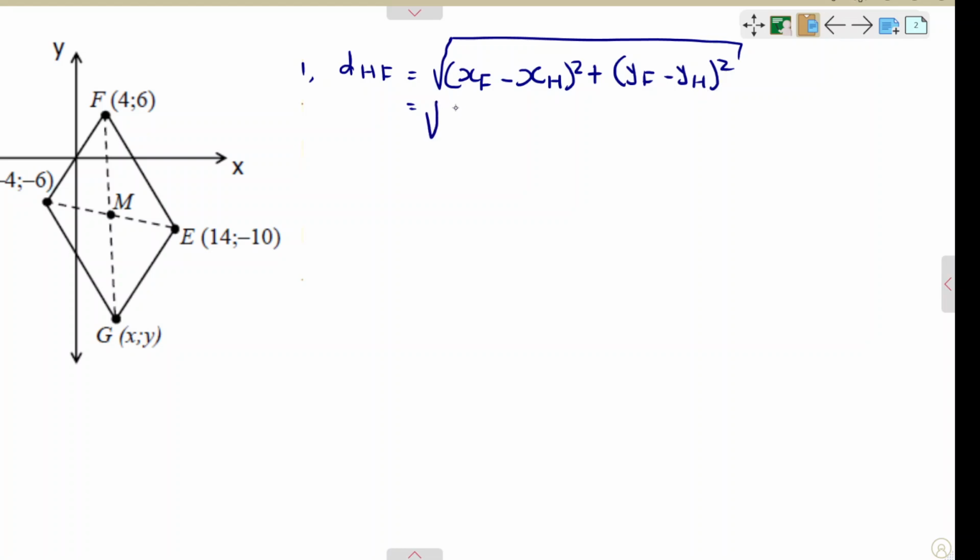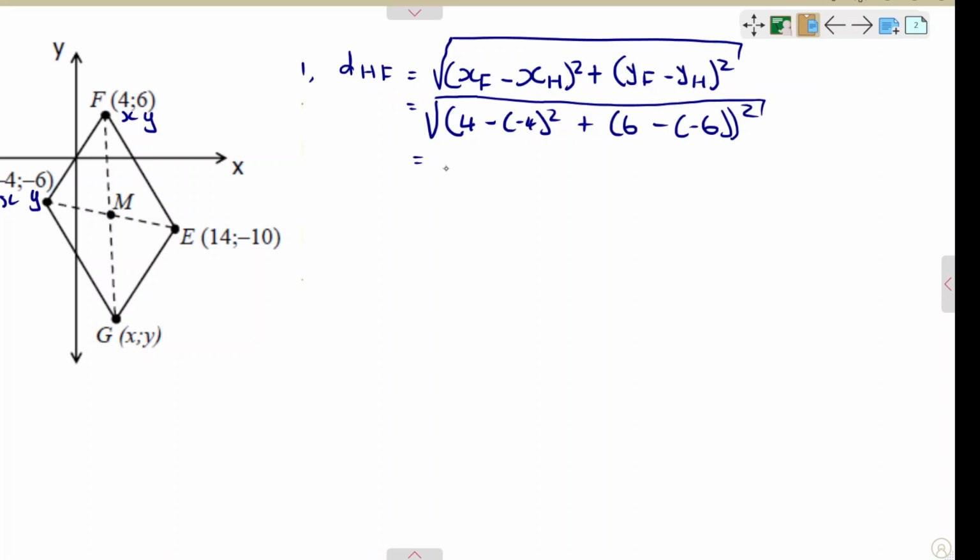So let's substitute now. This is the x coordinate of F, which is 4, minus the x coordinate of H, which is -4. Then we square it. Then plus the y coordinate of F, which is 6, minus the y coordinate of H, which is -6. Then we square it. Then we put everything under the square root.